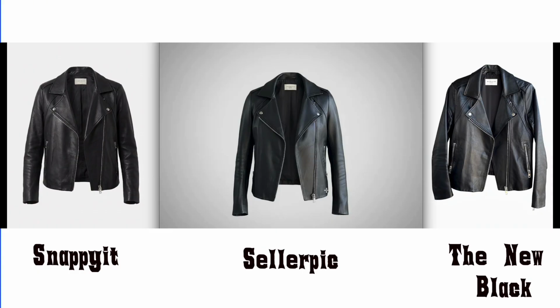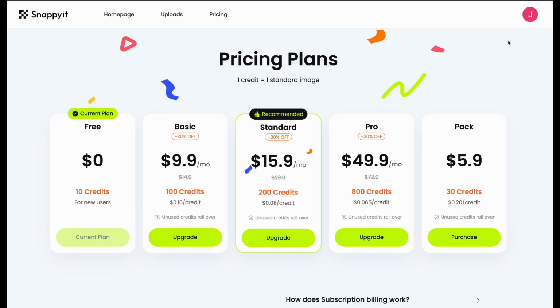In terms of speed, Snappyit and New Black AI were the fastest. Sellerpic was a tad bit slow. I think Snappyit was number 1 in speed, then New Black was number 2, and then Sellerpic was number 3. Alright, so now we can't leave without talking about pricing.